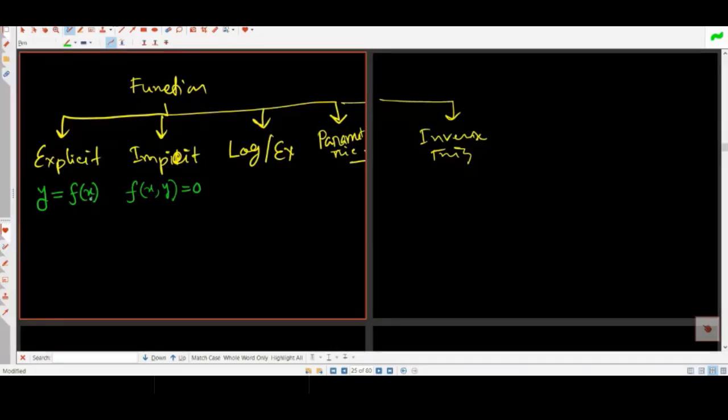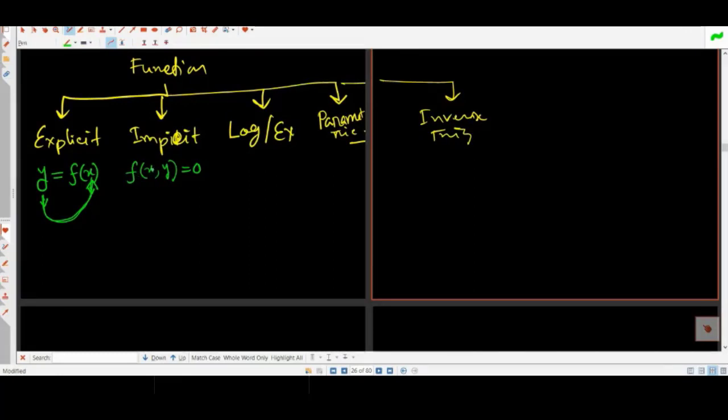From explicit function, you can understand that x is the input and y is the output. X is the independent variable, y is the dependent variable. That means y depends on x. X is input, y is output. Y depends on x always. But sometimes we will have f of x comma y equals 0. So that form is called implicit form. It will be difficult to keep y in left side and transfer all the x on right side. So sometimes it will be difficult. So how can we find the derivative if we have an implicit function?